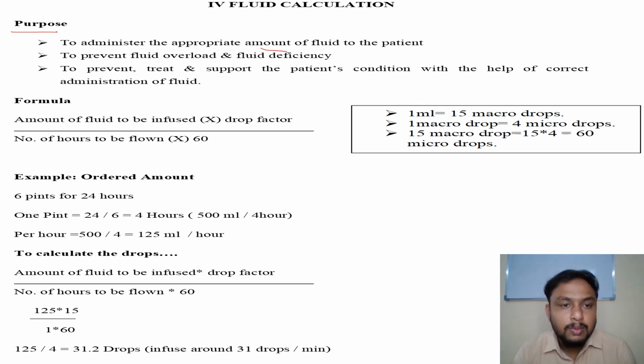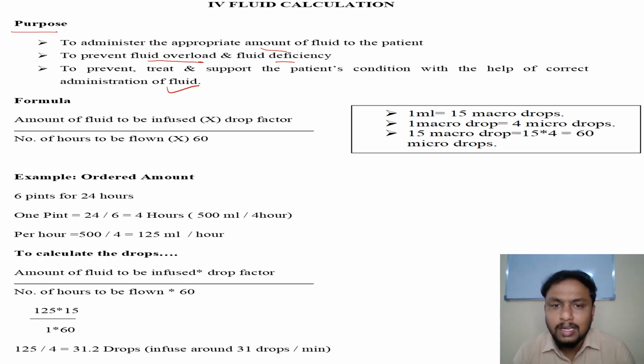The next purpose is to prevent fluid overload and fluid deficiency. This is one of the most important purposes of calculation. And the third is to prevent, treat and support the patient's condition with the help of correct administration of fluid. So these are the three main purposes for calculating IV fluids before giving.